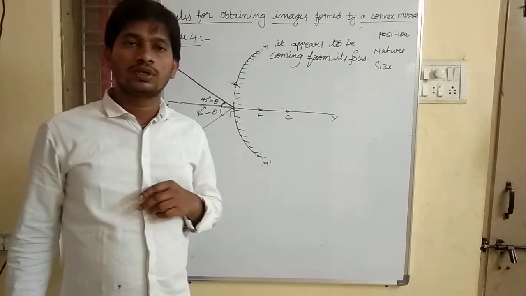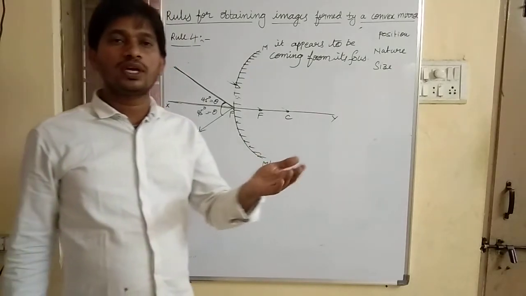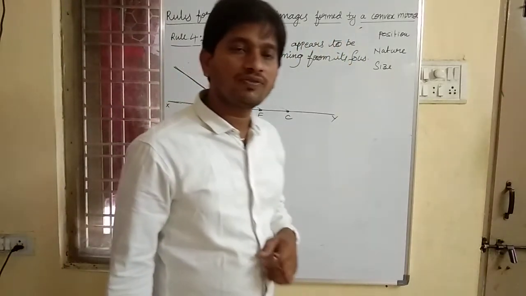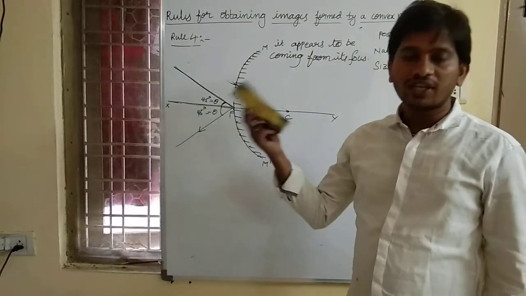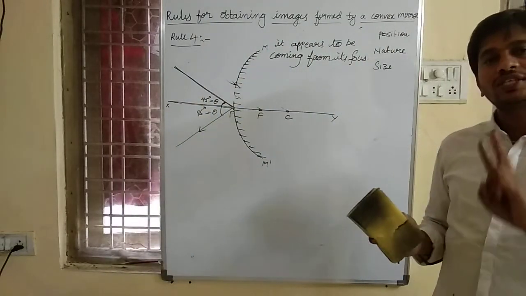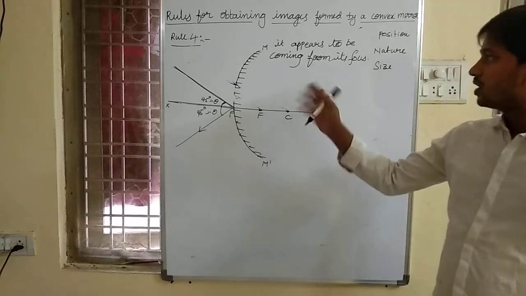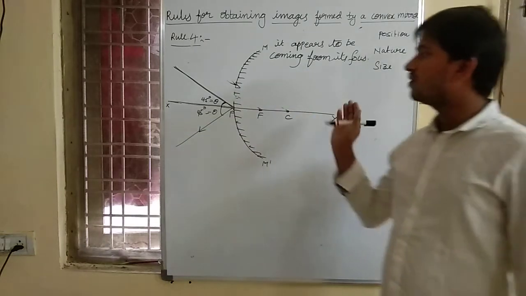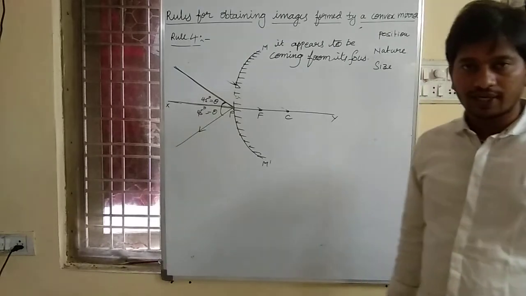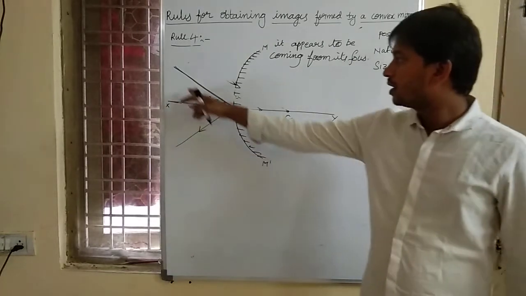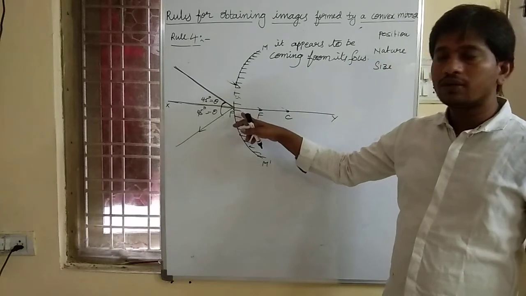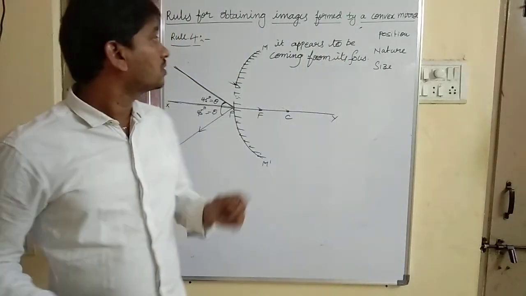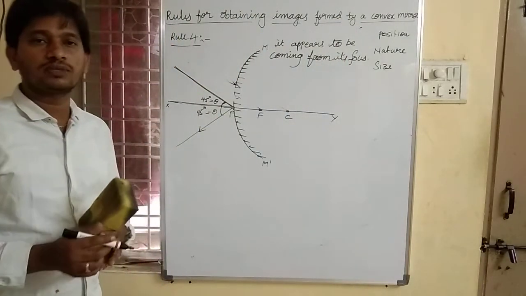Same rule. Second rule also, center of curvature. A ray of light which is going towards the center of curvature of a convex mirror, after reflection, comes along the same path but in the opposite direction. Both are the same, right? In the third case also, a ray going towards the focus of a convex mirror, after reflection, becomes parallel to the principal axis. Fourth rule, number 4, a ray incident at the pole of a convex mirror makes the same angle with the principal axis after reflection. These are the 4 rules for obtaining images formed by a convex mirror.